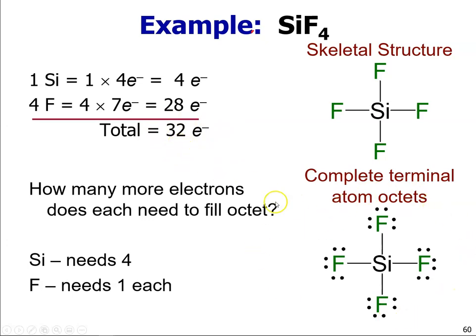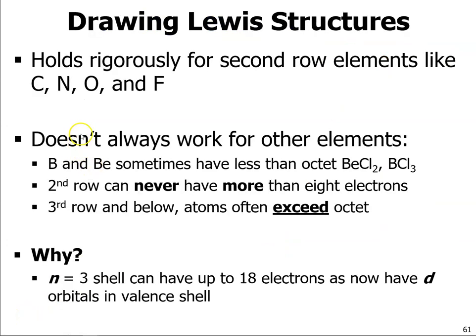So that means that we did our accounting right. We put together a good example of a solid Lewis structure. Drawing Lewis structures holds really well for second row elements like carbon, nitrogen, oxygen, and fluorine. So this always works for these. Part of the reason is that these are very common elements in the periodic table that are part of organic compounds, so this works really well for these.